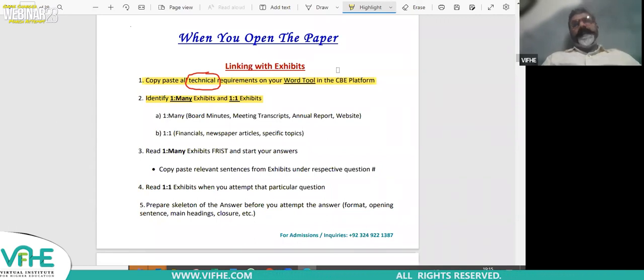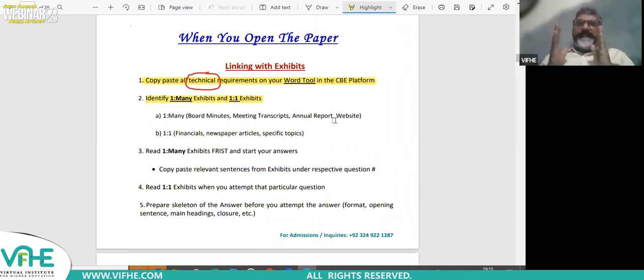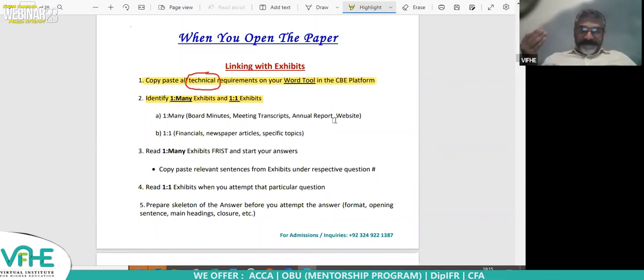It's very simple. A 1:many exhibit means that it contains information relating to several requirements. I repeat, it pertains to many requirements or tasks. That is why it is called 1:many. So you can use that exhibit for multiple questions.